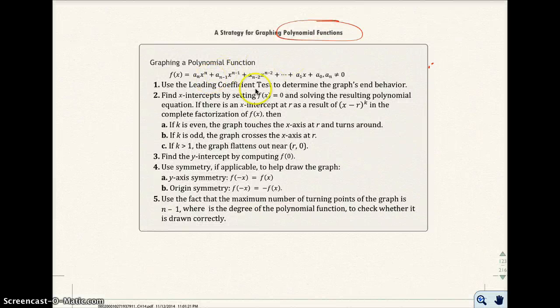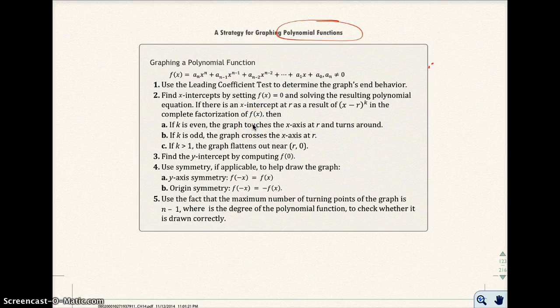We're going to find the x-intercept by setting the function equal to 0. And if there's an x-intercept, we talk about the multiplicity. Once you find the x-intercept, you look at the multiplicity because that tells you what happens at each x-intercept, whether it touches the graph and turns around, whether it crosses, and so on. Then you want to find the y-intercept by putting in 0 for x. And then you want to see if you have symmetry, because symmetry will help you draw the graph. To find symmetry, remember from last chapter, you plug in the negative x, and if the function stays the same, you have y-axis symmetry. If you plug in the negative x and it changes every term, then you have origin symmetry.